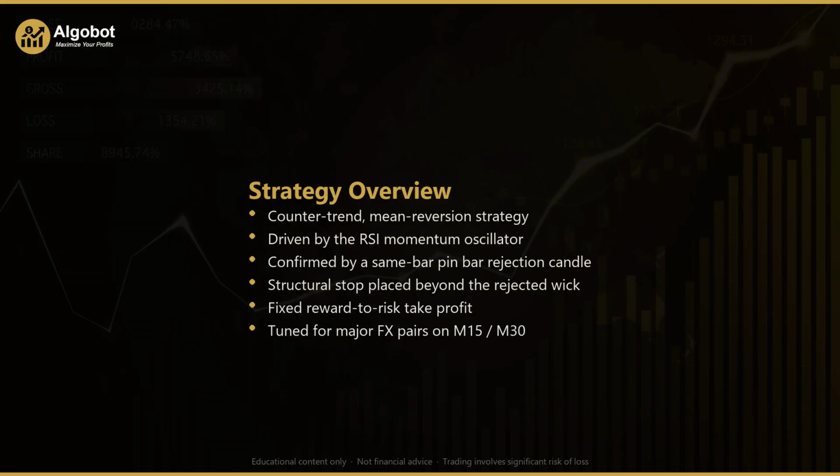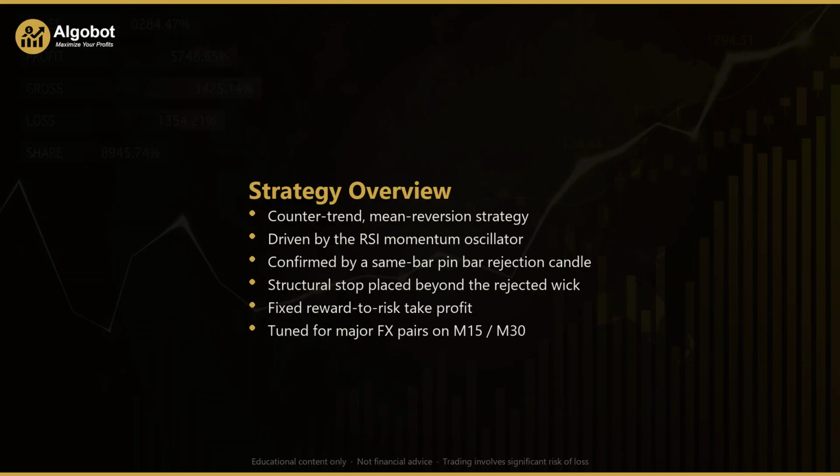The second ingredient is the pin bar, a candle with a long rejection wick. A long lower wick shows that price was pushed down during the bar, but buyers stepped in and lifted it back up before the close. A long upper wick shows the mirror image, where sellers rejected higher prices.